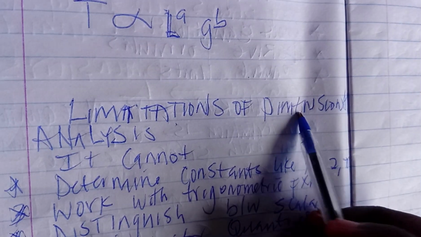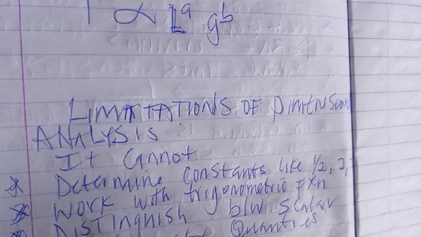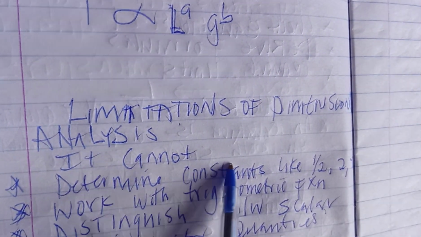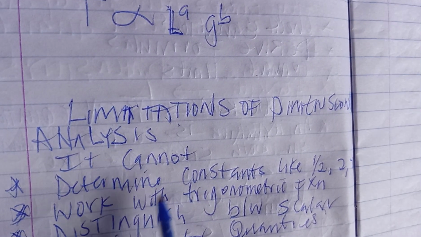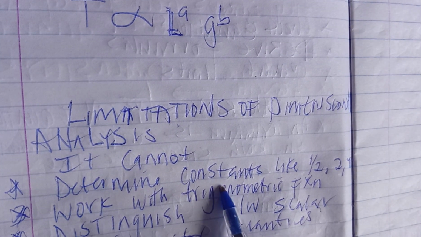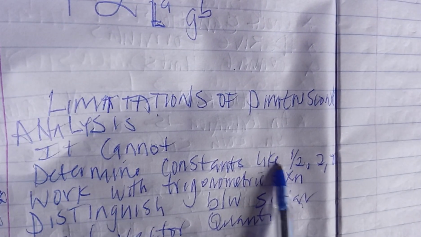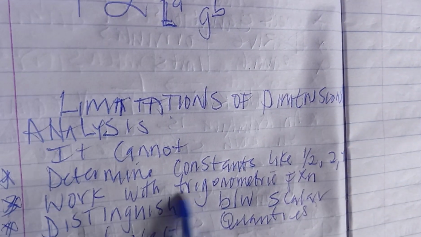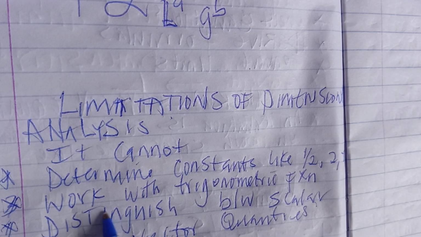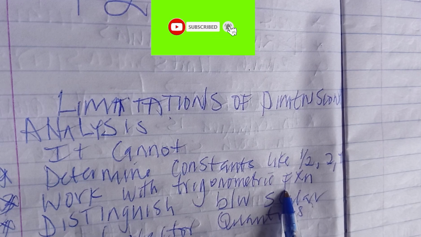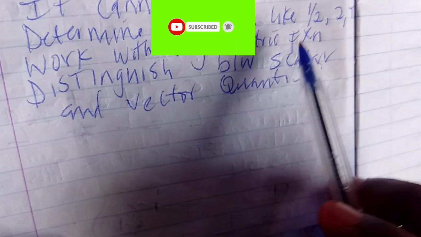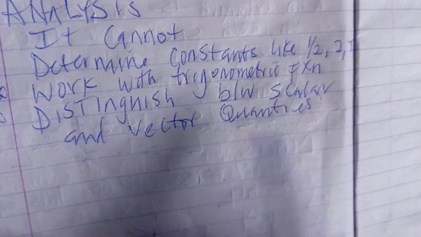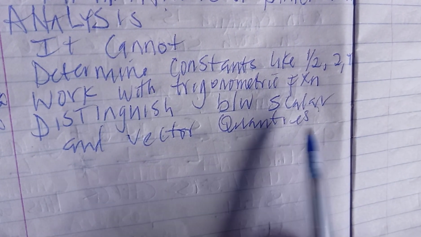Limitations of dimensional analysis. 1. These are the things that dimension does not do. It cannot determine the dimension of a constant like half, 2, pi. All these things, it does not determine the dimension. It does not work with trigonometric functions. Another one is that it does not distinguish between scalar and vector quantities.